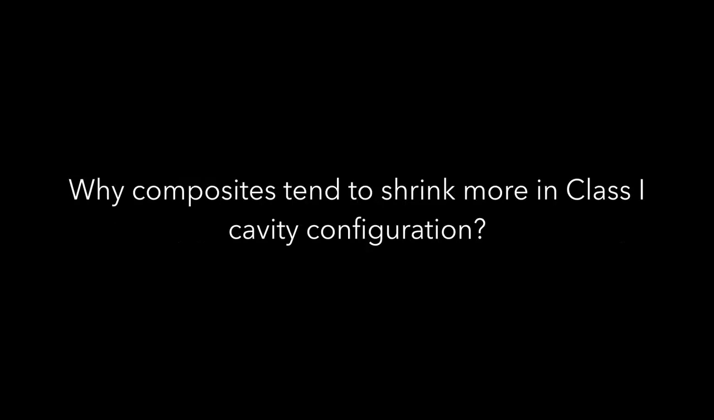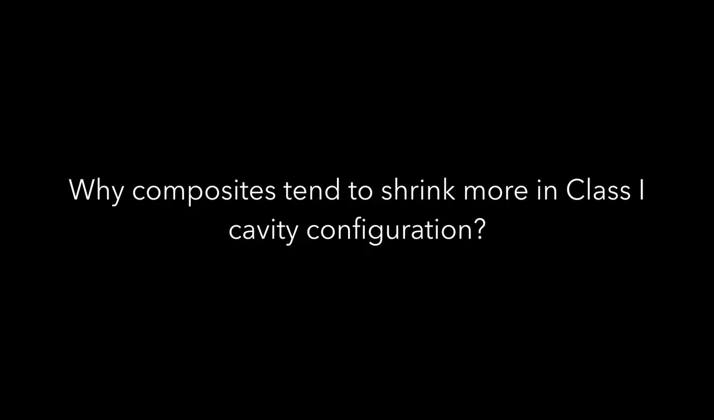The final question is, why do composites tend to shrink more in class 1 cavity configuration? We discussed in the configuration factor, or the C factor, that the class 1 has the highest C factor. Why? Because we have multiple bonded walls. And what is the mechanism of the shrinkage of composite? It always shrinks from bonded to unbonded surface. So if we have more bonded surfaces, there is a greater tendency of composite shrinkage.